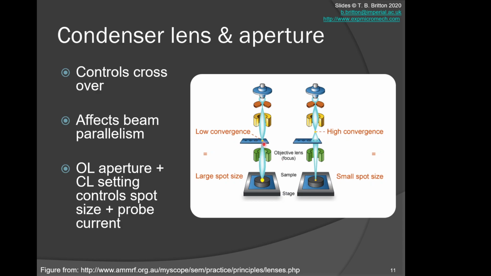So we can see this is a divergent source where it has a low convergence. This effectively is a convergent source with no crossover in our system for this example. And we have our aperture strip, which effectively is then selecting out the total area of that primary beam that we're using. So this is why the aperture can change the total current and the total spot size. And in some microscopes, you can also change the deflection associated with the focal point on the condenser lens system. So this effectively, the OL aperture and the CL setting will change the spot size and probe current.